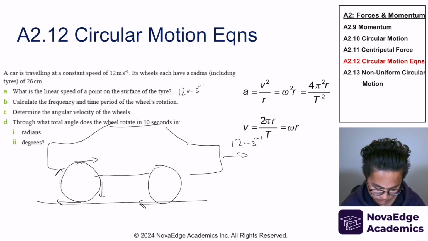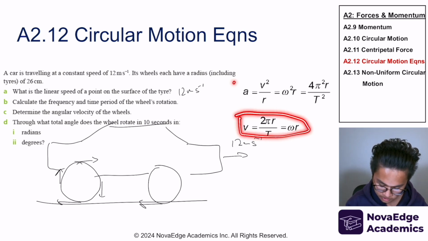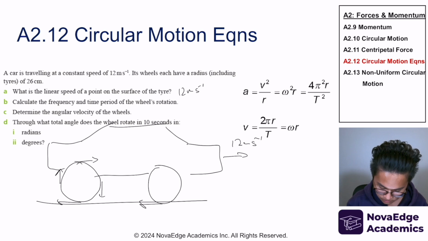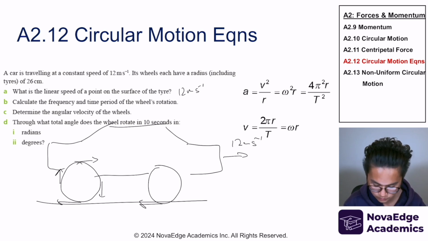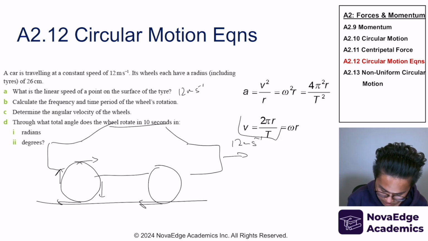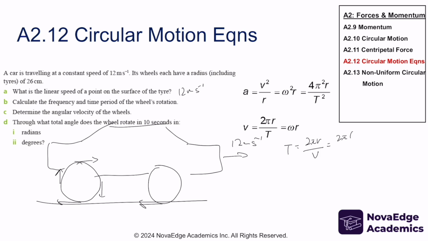Calculate the frequency and time period of the wheel's rotation. Well, we can use these formulas that are given in your data booklet. So first, let's find the period. I can use this equation and isolate T. So that's going to be equal to 2 pi times 26 times 10 to the power of negative 2 over the velocity, 12, which should give me 0.136 seconds. Now frequency is going to be 1 over T, so that's equal to 1 divided by 0.136, which is 7.35 per second.